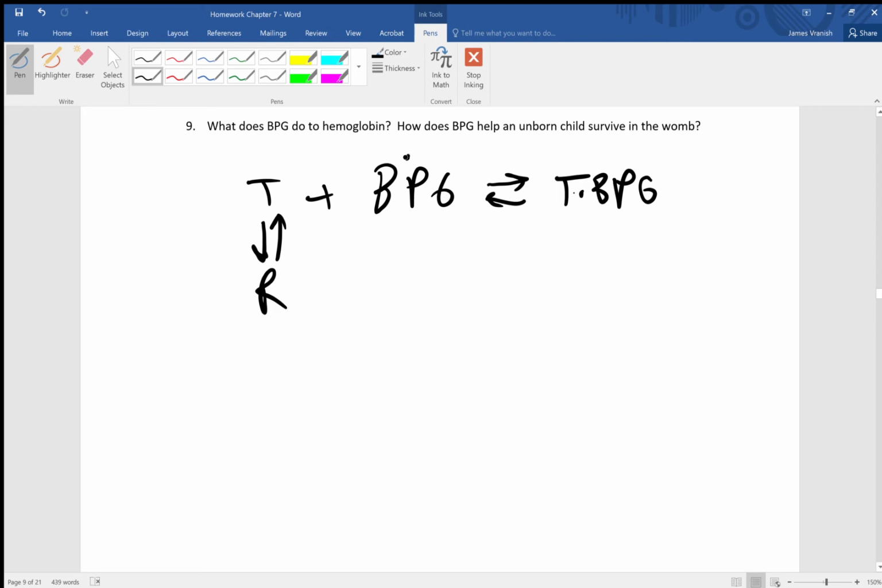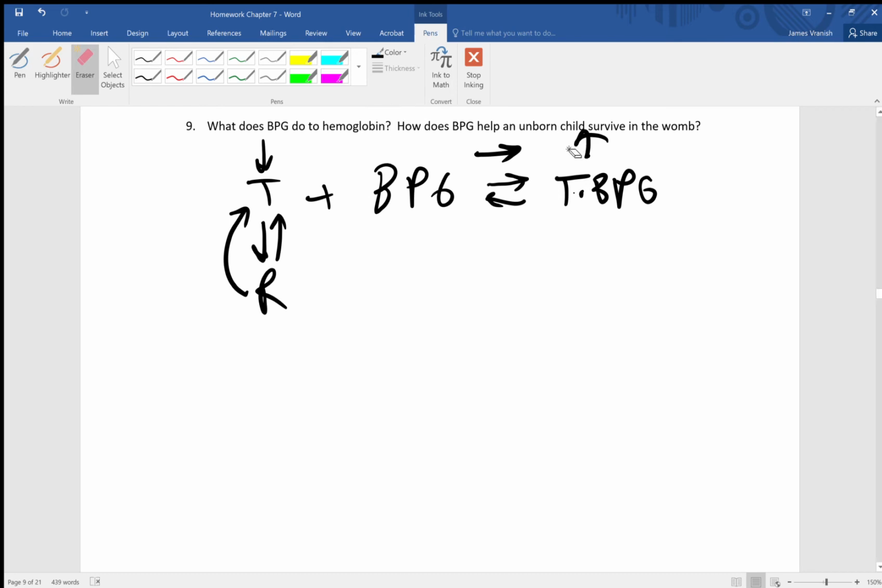So if we increase the amount of BPG, that therefore must increase the amount of T state with BPG bound. So this top reaction is going to tend to shift to the right. What does that do to the T state? It decreases the total T state concentration. Well, then this vertical reaction here must shift in the upward direction in order for this equilibrium to be maintained. So an increase in BPG ultimately leads to a conversion of R state to the T state.